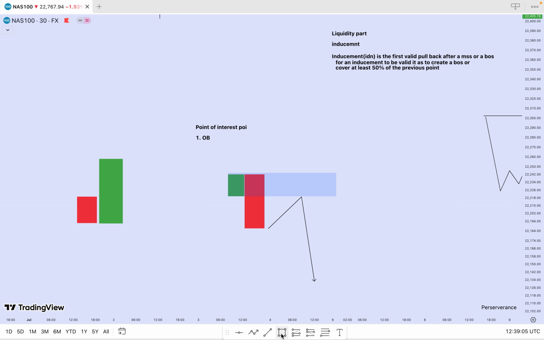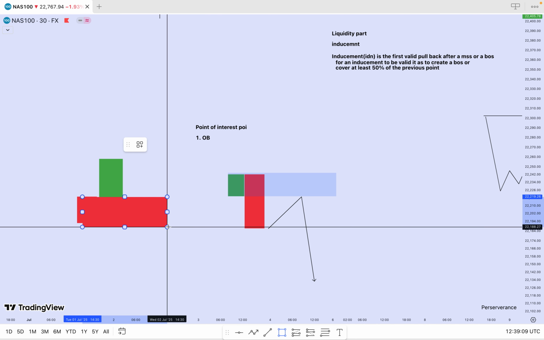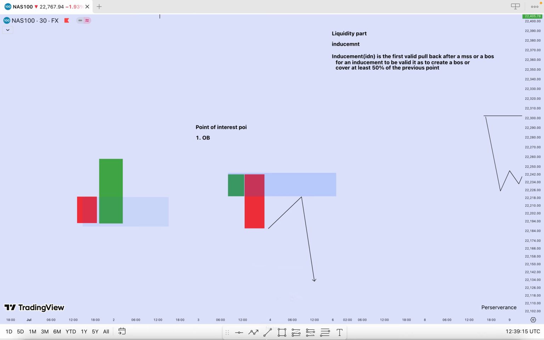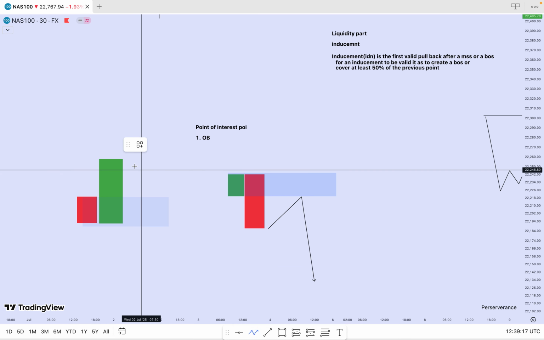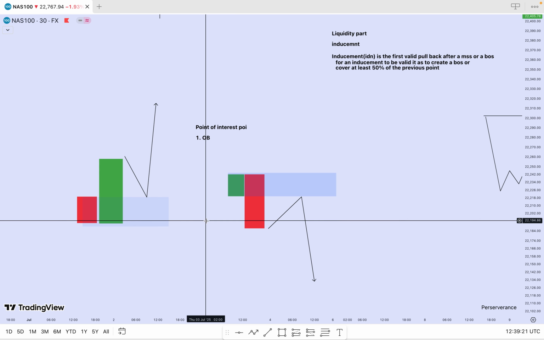Then you have this candle. So if you are looking forward to buy, you buy it from here.